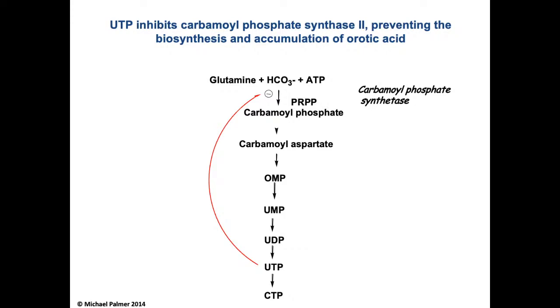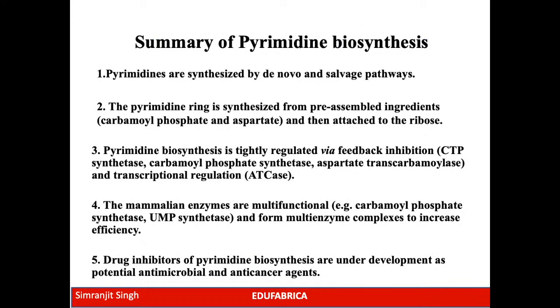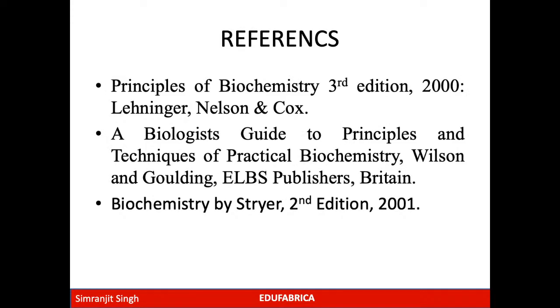So glutamine plus hydrogen carbonate plus ATP give rise to carbamoyl phosphate, carbamoyl aspartate, OMP, UMP, UDP, UTP, and CTP, via carbamoyl phosphate synthetase. So in summary, pyrimidines are synthesized by the de novo and salvage pathways. The pyrimidine ring is synthesized from pre-assembled ingredients like carbamoyl phosphate and aspartate, then attached to the ribose. Pyrimidine biosynthesis is tightly regulated via feedback inhibition, and the mammalian enzymes are multifunctional and form multi-enzyme complexes to increase efficiency. Further, drug inhibitors of pyrimidine biosynthesis are under development as potential antimicrobial and anti-cancer agents.